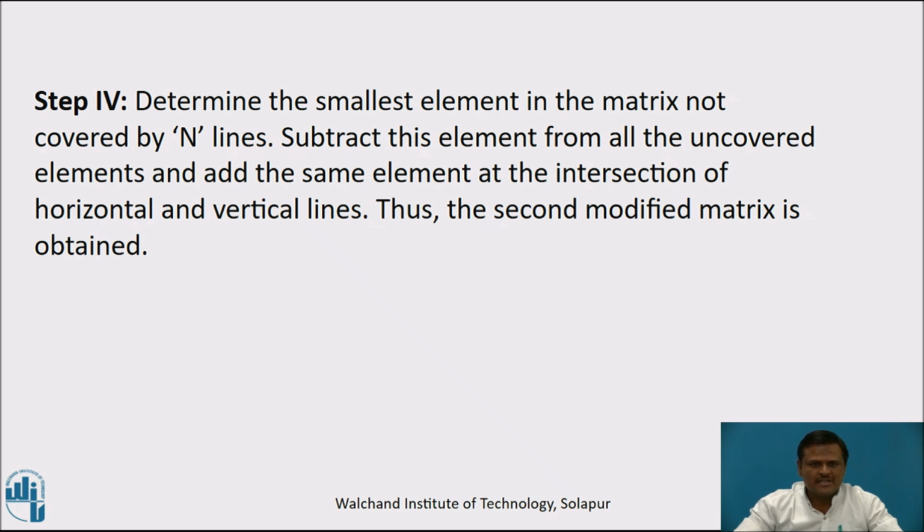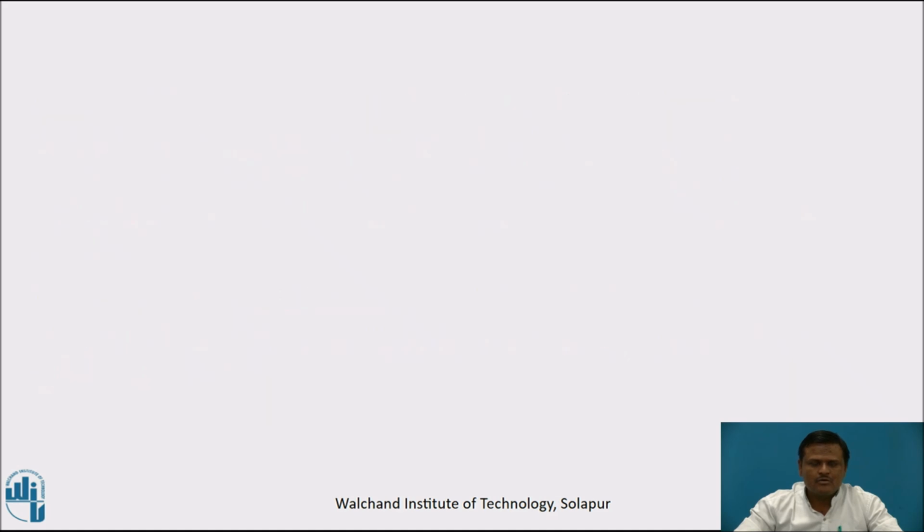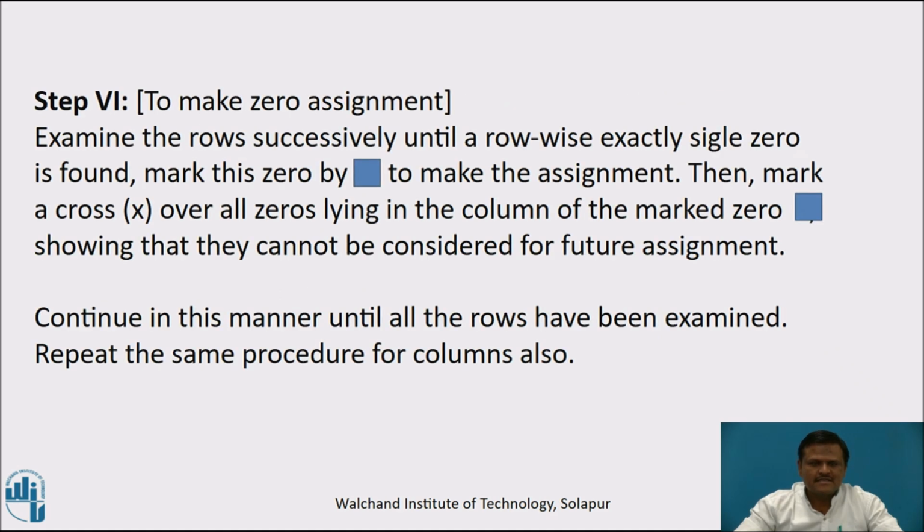Now, let us move on to the next step. Step number 5 says that we need to repeat steps 3 and 4 until the minimum number of lines becomes equal to the number of rows or columns of the given cost matrix. Now, the very important step, that is to make zero assignment. In this particular step, the guidelines about making zero assignment are given.